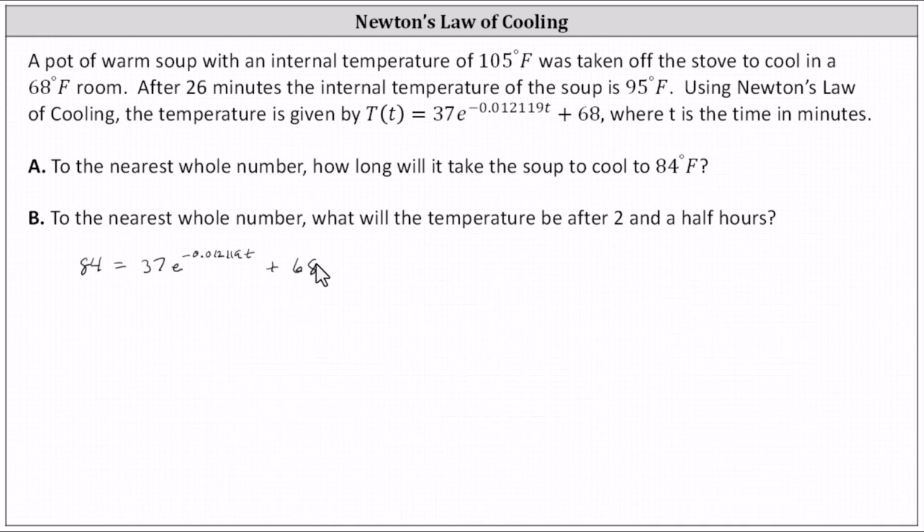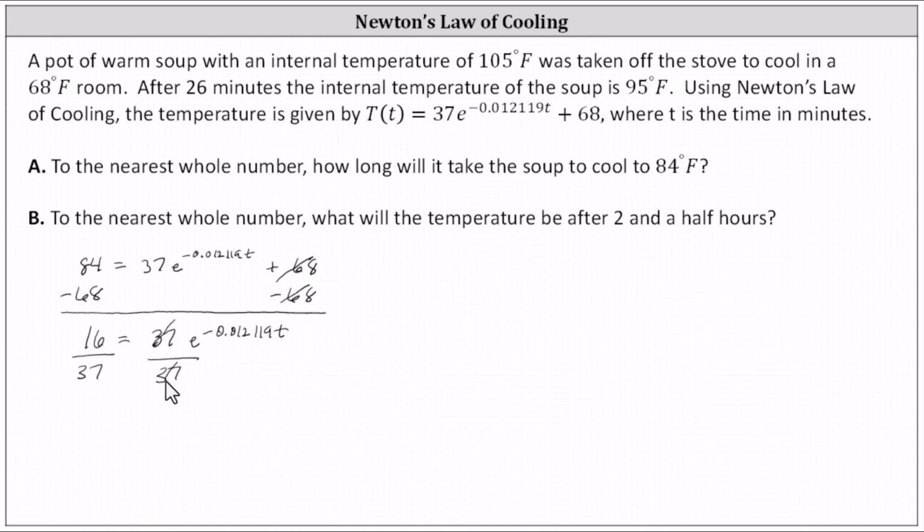To begin to solve for t, we first need to isolate the base e, which indicates we first subtract 68 on both sides. Simplifying, we now have 84 minus 68, which is 16, equals 37e^(-0.012119t). Next, we divide both sides by 37. Simplifying, we have 16/37 equals e^(-0.012119t).